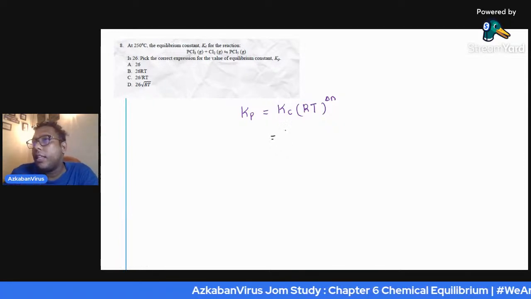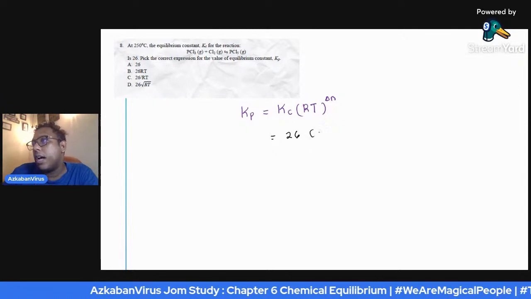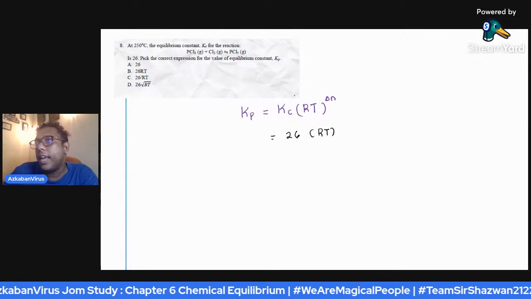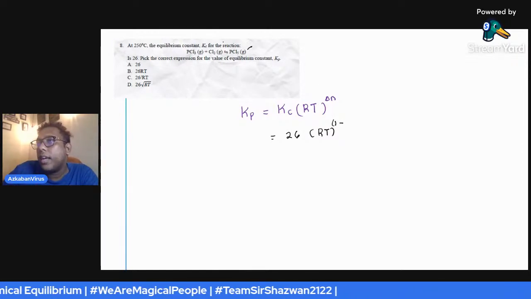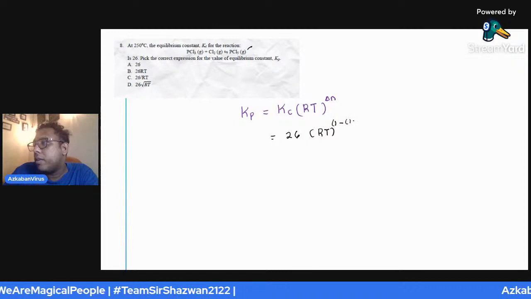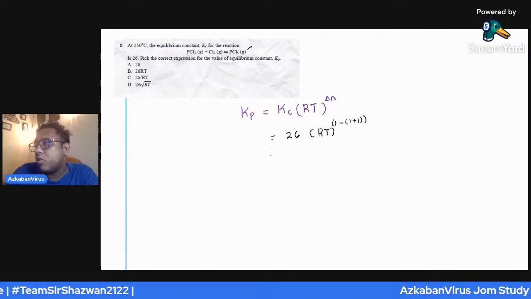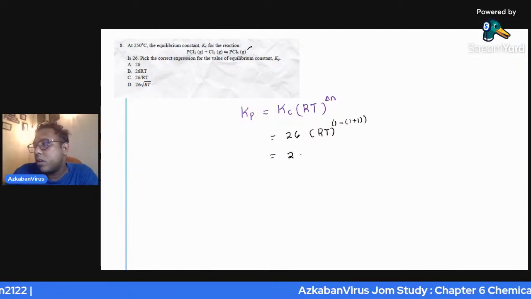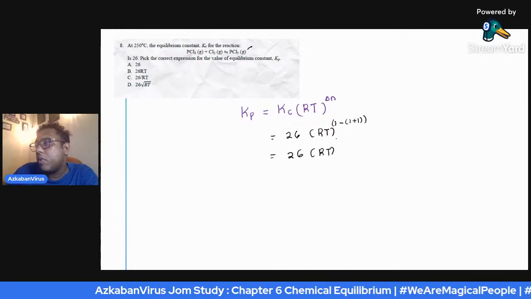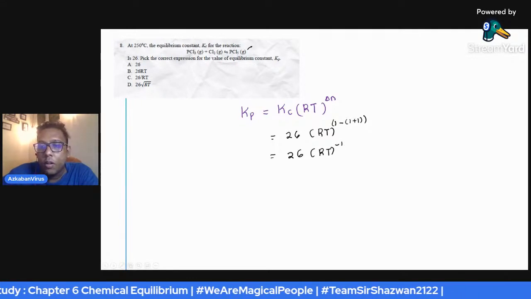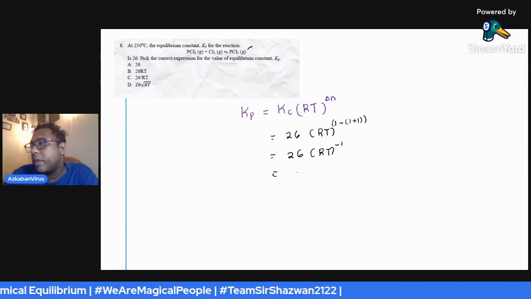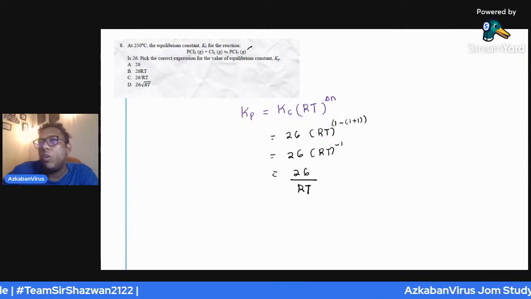Kp is equal to, Kc kita adalah 26, RT, delta N kita apa? Ini adalah 1 tolak dengan 1 plus 1, is equal to negative 1. 26 RT to the power of negative 1. Bila dia kuasa negatif, dia adalah dalam bentuk dia di bawah. So dia adalah sama dengan 26 over RT. So jawapan dia adalah C.